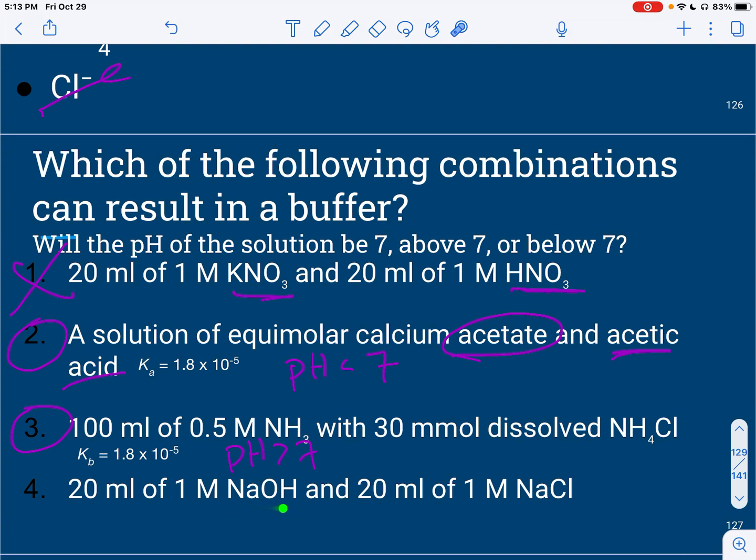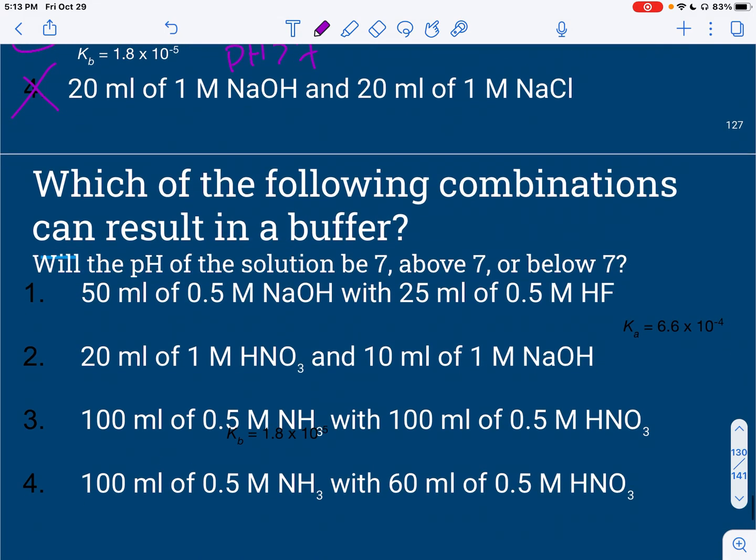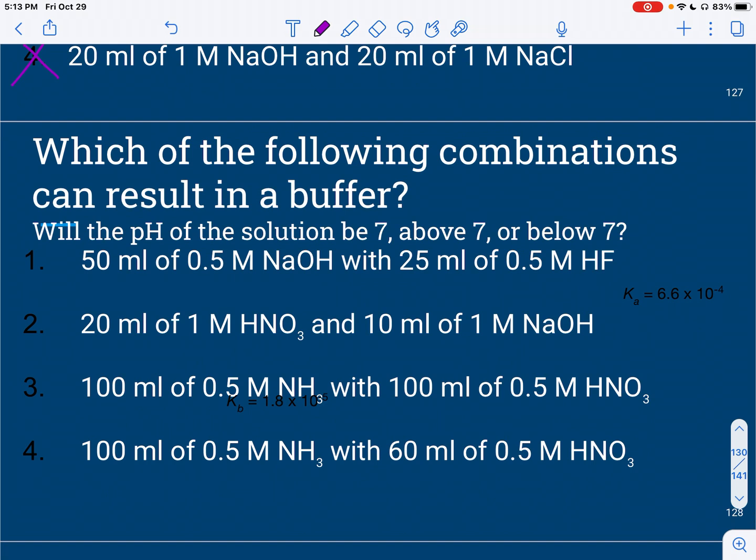Number 4, we have a strong acid and a spectator. No buffer. As soon as you see a strong, you know it's not a buffer because it has to be a weak. So with that said, go on to another.